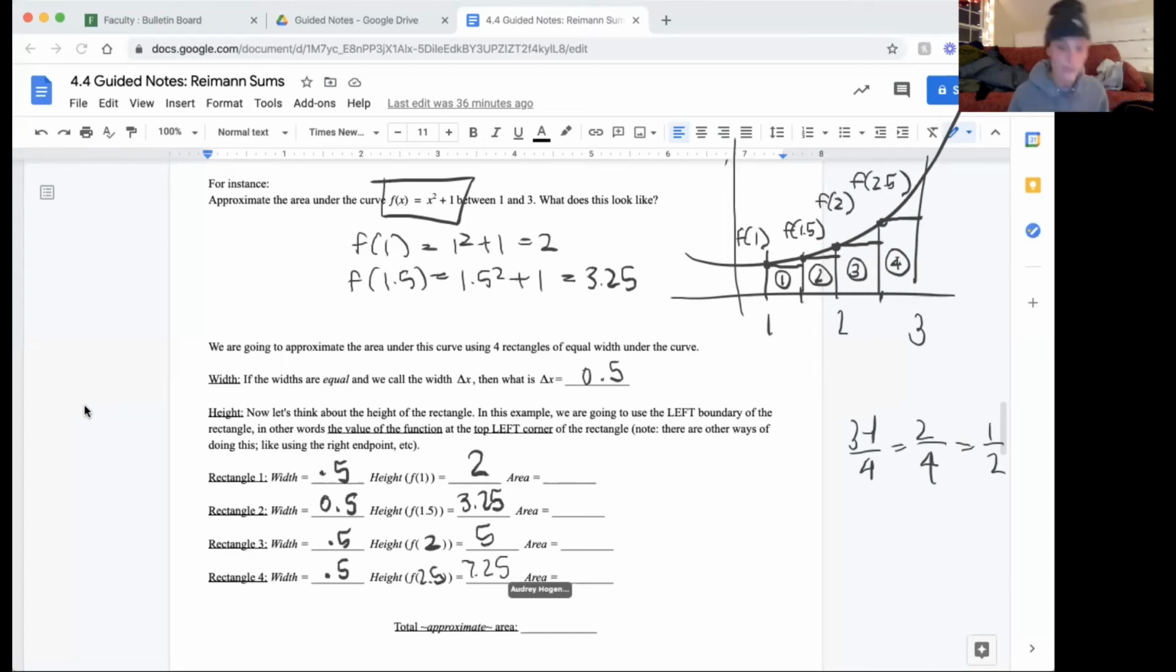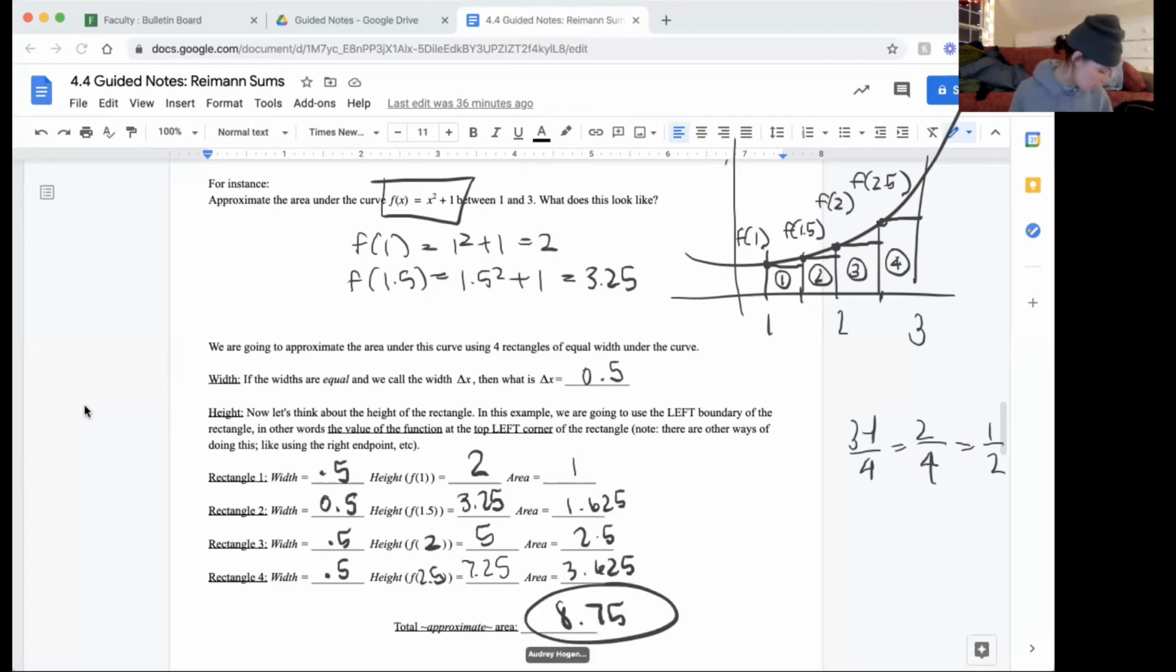And then if we multiply the width times the height, we can get area. So we're going to get 1, 1.625, 2.5, and 3.625. And if we add those all together, our total approximate area under the curve is going to be 8.75.